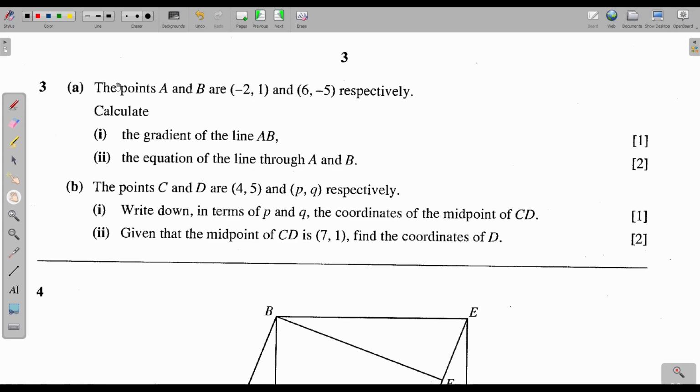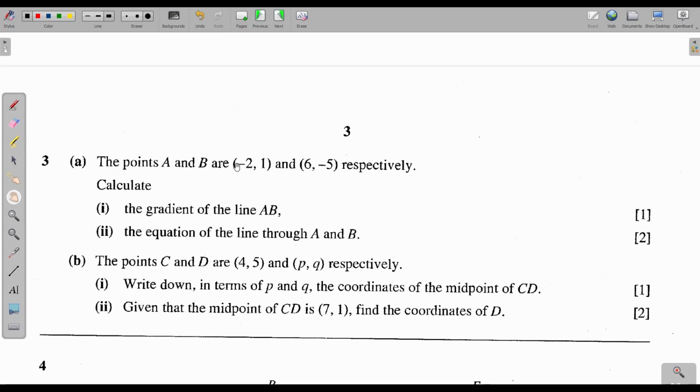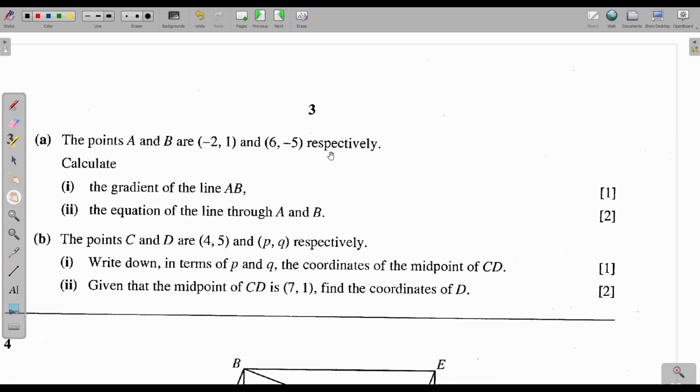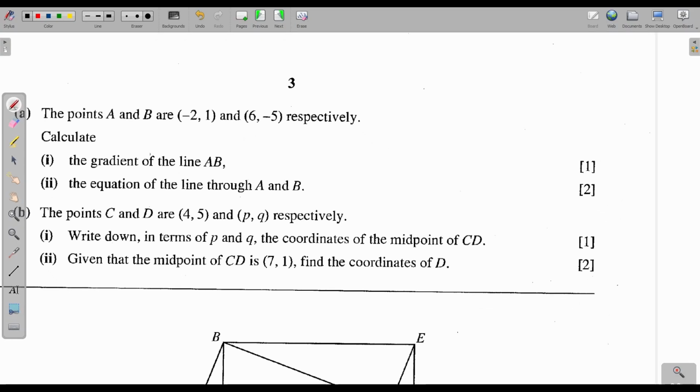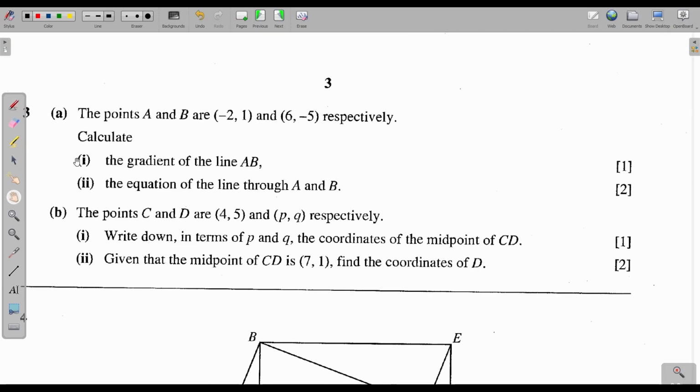Moving on to question 3. The points A, B are minus 2 and 1, and 6 and minus 5 respectively. We need to calculate, in part 1, the gradient of line AB, so the line between these 2 points. To get a gradient between 2 points, all we do is y2 minus y1 over x2 minus x1. We'll just assume this is y2 and x2, and this is x1 and y1. You can obviously do the opposite as well, and you'll still get the same gradient.